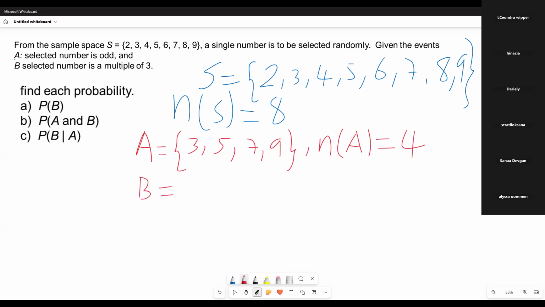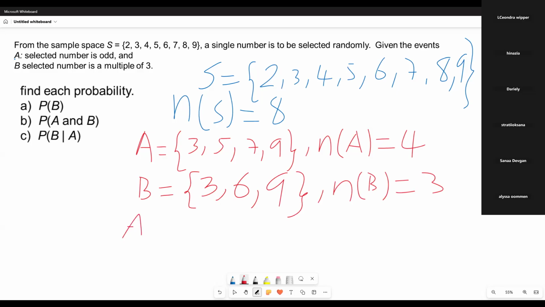Event B: selected number is a multiple of 3. From the sample space, what are the numbers that are multiple of 3? You got 3. 3 is a multiple of 3 because 3 can divide by 3 evenly. 6 is a multiple of 3, and 9 is also. So n of B equals 3. Got it? Okay.